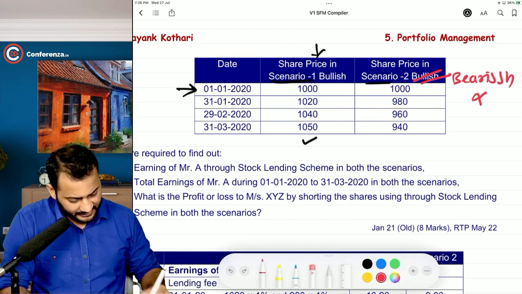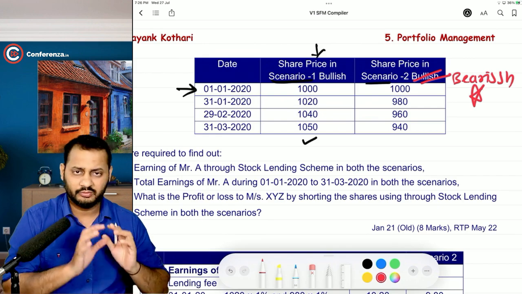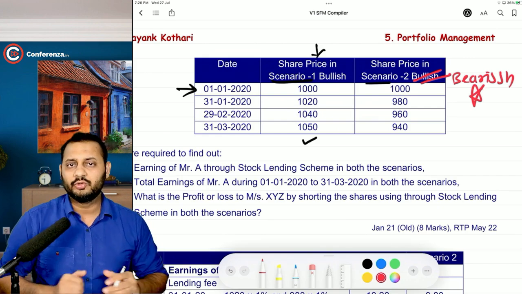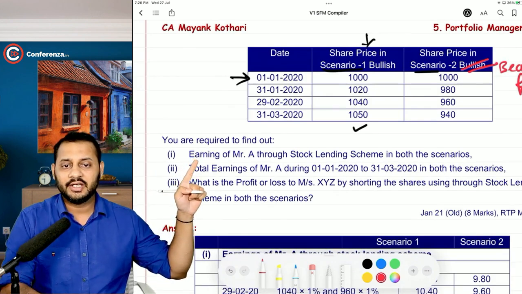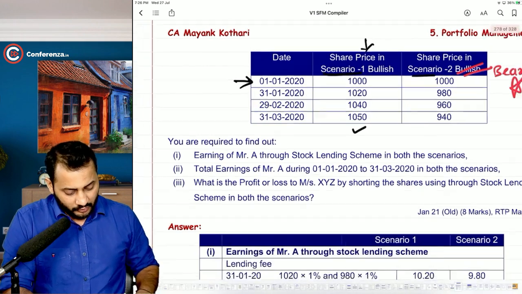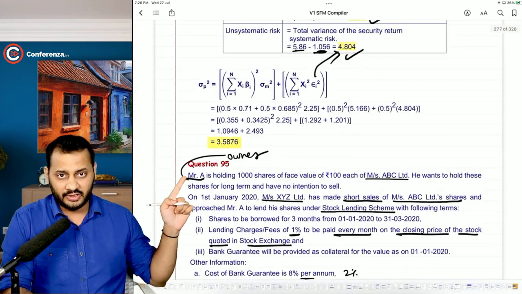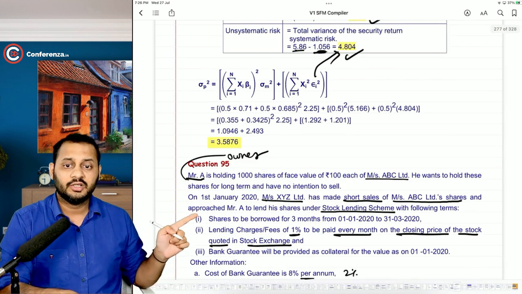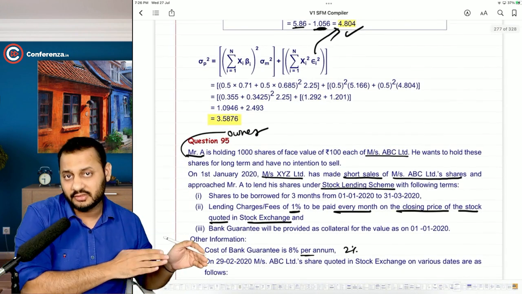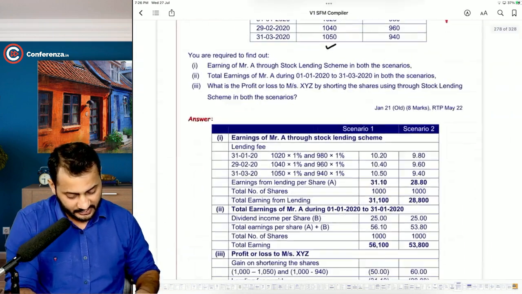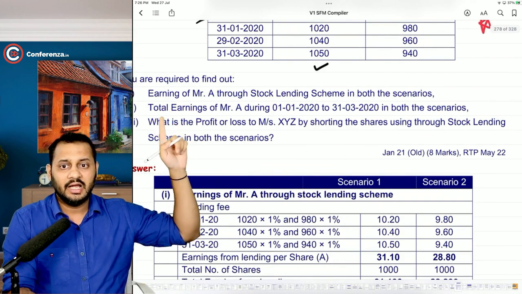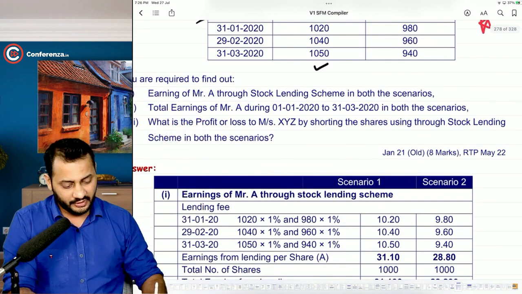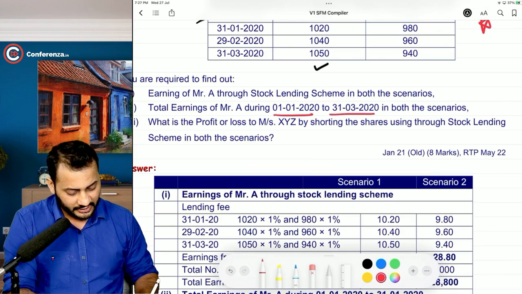There are some printing mistakes in this question, so I will just ask you to write down a couple of things before we go on to solve the question. First, you are required to find out the earning of Mr. A through stock lending scheme. See, Mr. A is the owner of the stock and he is going to get the lending fees every month. Is it? Yes, sir. So we will have to first find out the earnings of Mr. A in both the scenarios and total earning of Mr. A during 1 January 2020 to 31st March 2020 in both the scenarios.